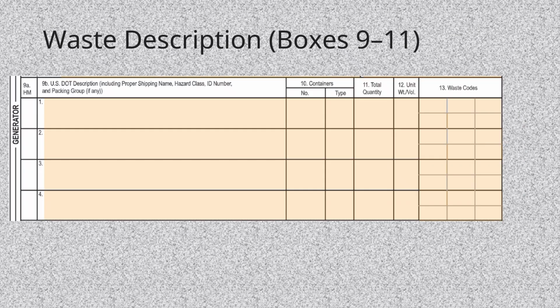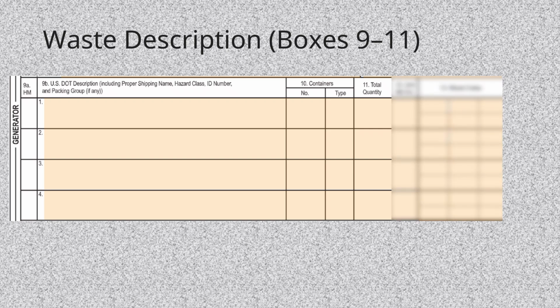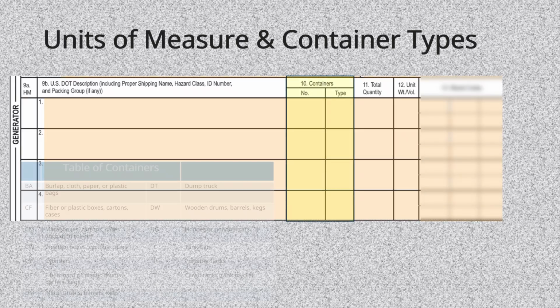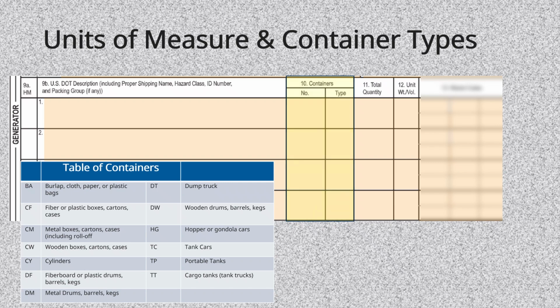List each waste stream separately. Use the proper shipping name, hazard class, and quantity. For PCB waste, describe the material as non-DOT regulated polychlorinated biphenyls, greater than 50 parts per million, or similar accurate language. Enter the number of containers and the type, like DM for metal drums or TP for portable tanks. This table is found on the back of your manifest document. Weight must always be recorded in kilograms for PCB shipments.